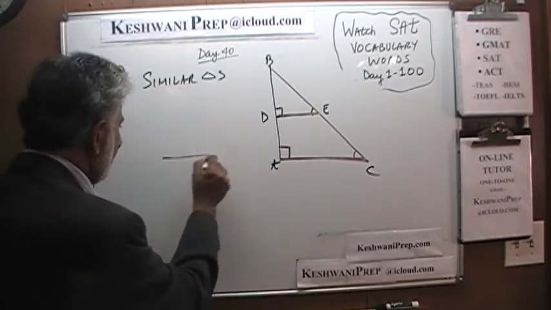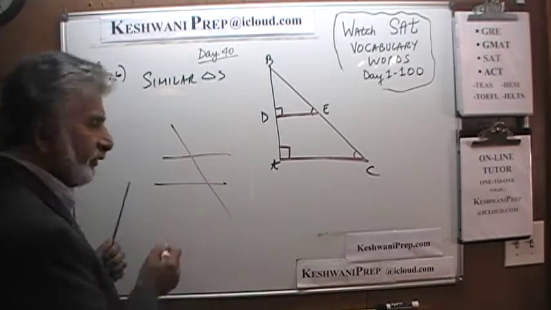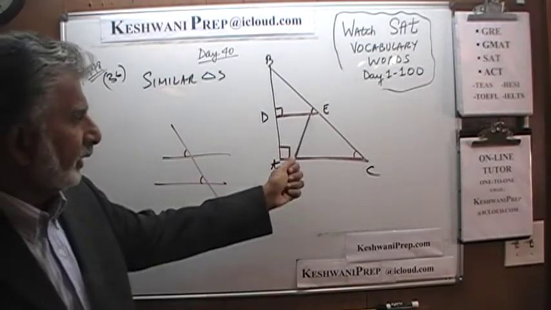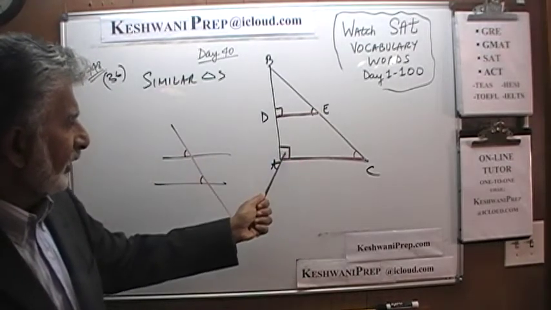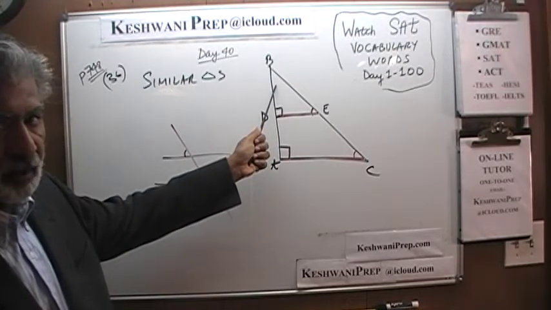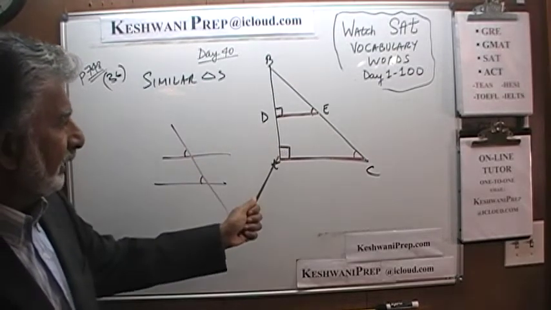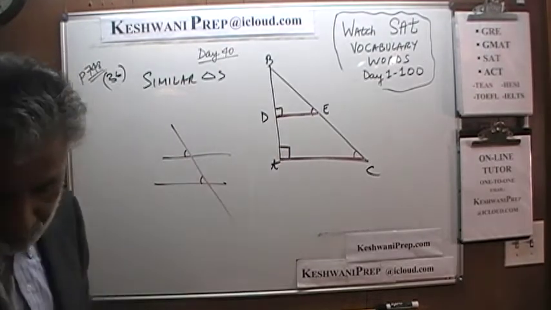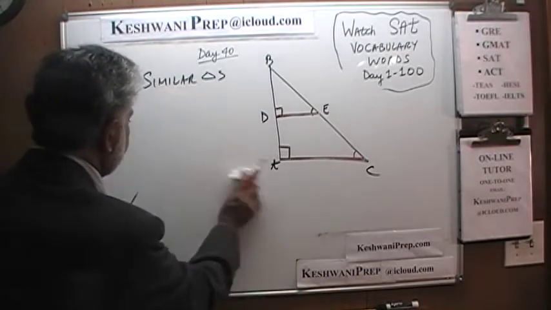If you have two parallel lines, and if you have another line intersecting them, then this angle, of course, would have to equal that angle, which is what we're dealing with here. So this angle equals that angle, this angle is 90, that's 90, and that angle is shared, which means the three angles in the top triangle, DBE, are the exact same degrees as the triangle ABC. They're similar triangles. Now we can begin our journey.